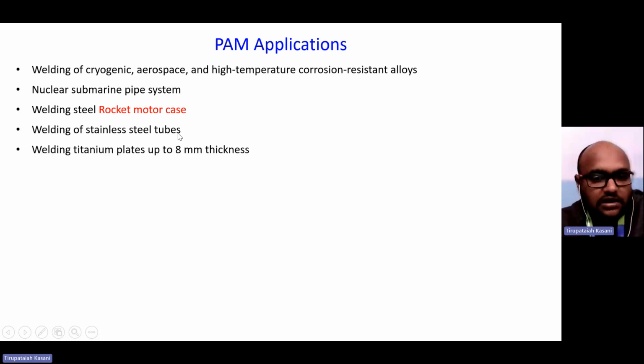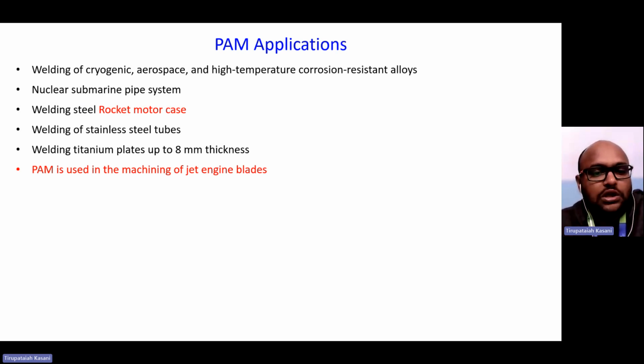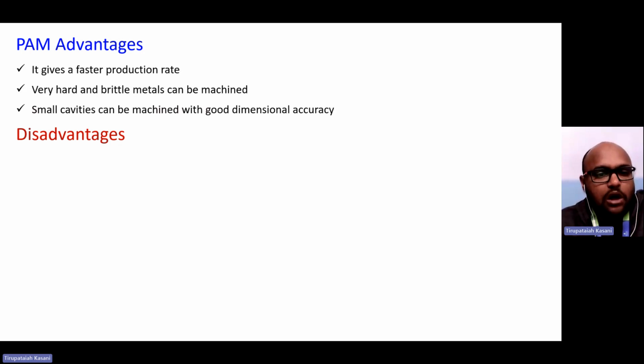Similarly, welding titanium plates up to 8 mm thickness. Plasma arc machining is used in the machining of jet engine blades. And finally, the plasma arc machining advantages. It gives a faster production rate. Very hard and brittle metals can be machined, and small cavities can be machined with good dimensional accuracy.